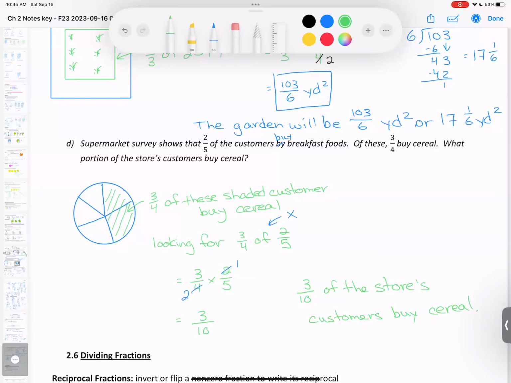And once again, check if that seems reasonable to you. We have a survey that said 2/5 of the customers buy breakfast foods. And 3/4 of those, so a little less than 2/5, buy cereal. Does that look like 3/10? Well, 2/5 would be the same as 4/10. Those are how many customers are buying breakfast foods in general. And it's going to be some of that 4/10. So 3/10, yeah, that makes sense. That sounds reasonable.